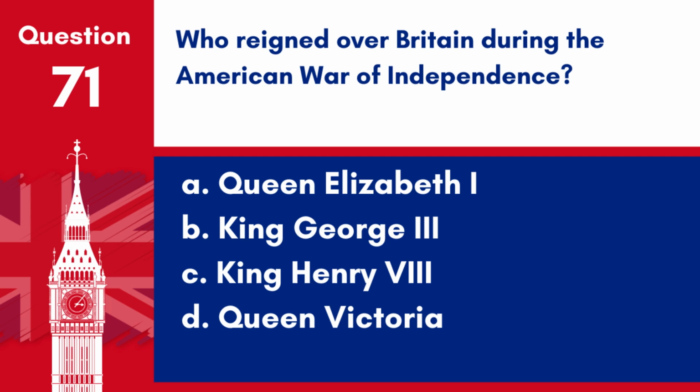Question 71. Who reigned over Britain during the American War of Independence? A. Queen Elizabeth I. B. King George III. C. King Henry VIII. D. Queen Victoria.